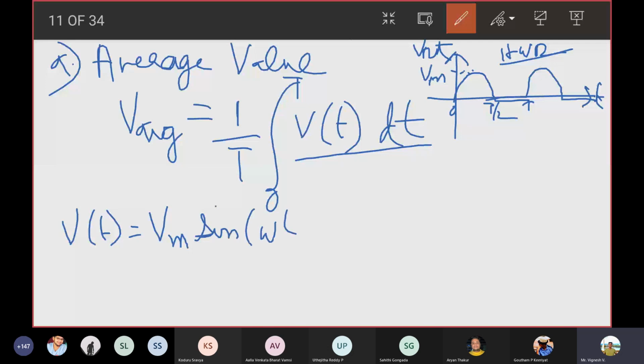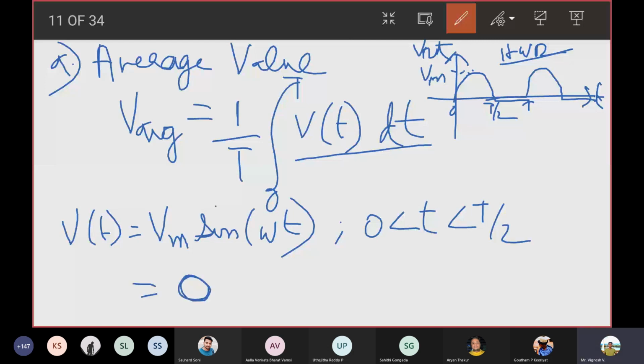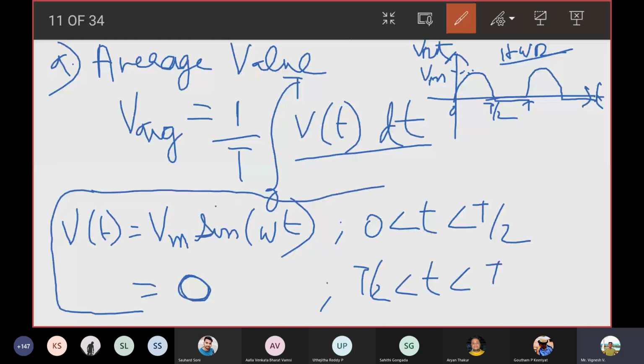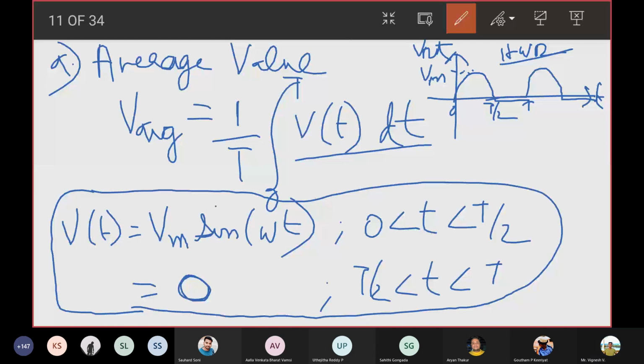Can you see me writing on the slide? Yes, sir. Vm sine omega t, this is from time period 0 to T by 2, and 0 from T by 2 till T. So isn't this how the output of the half wave rectifier looks like, if you consider that the diode is ideal? This is your V of t, right? Am I right? Yes, sir.